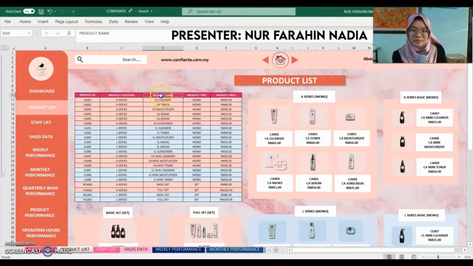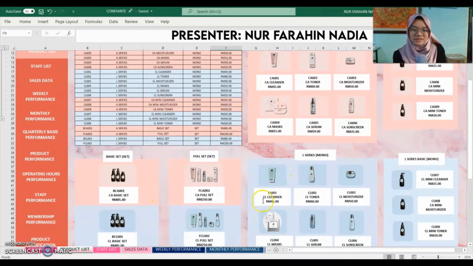Moving on to the table, we provide a product list table, which has the attributes of product ID, product category, product name, product type, and product price. Each of the products has its own product ID, which will be the primary key. And we have two categories, A series and L series, and two types of product, which are mono and set, with their specific prices. So these are the catalog of our products.